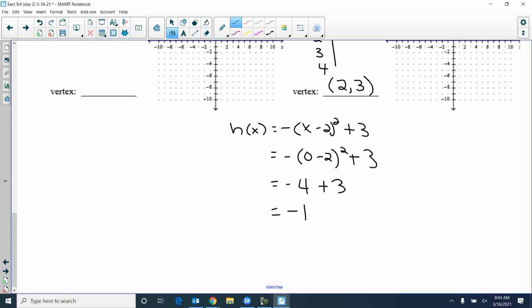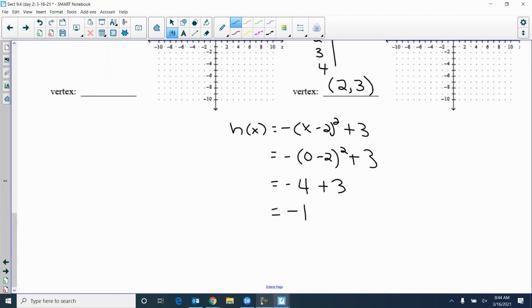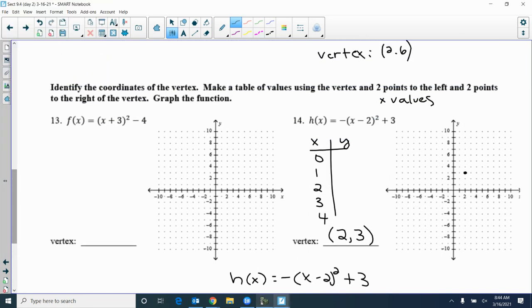So I'm going to check that, and then I'm also going to do this to see if I'm right. I'm going to put a negative and parentheses: 0 minus 2 squared plus 3. And I get negative 1. So that point here is 0, negative 1.